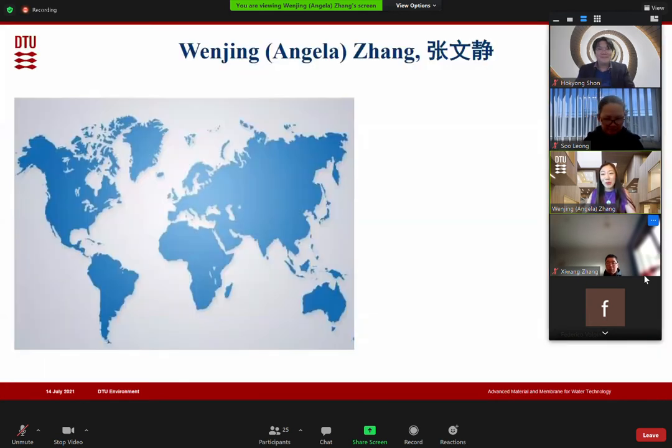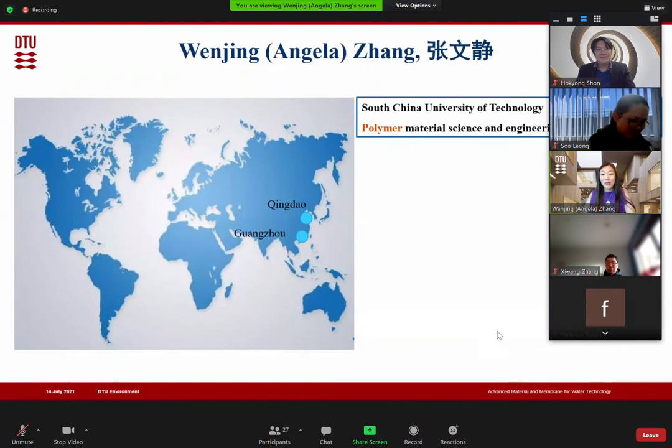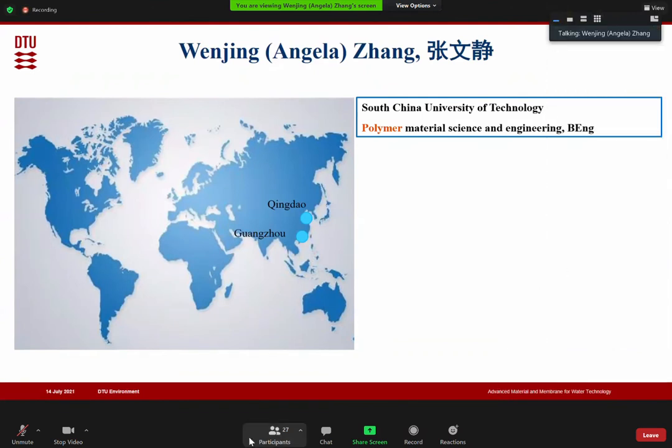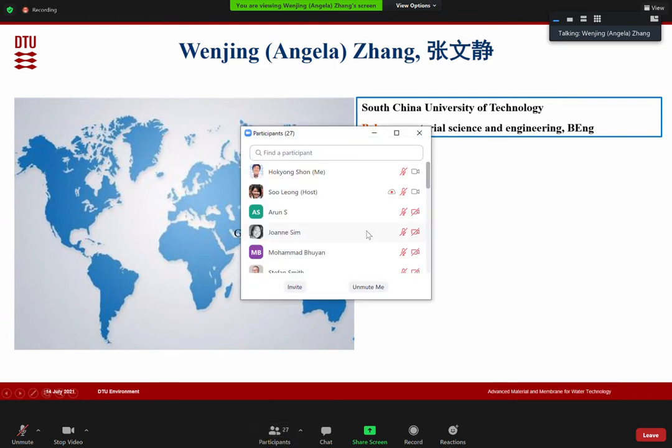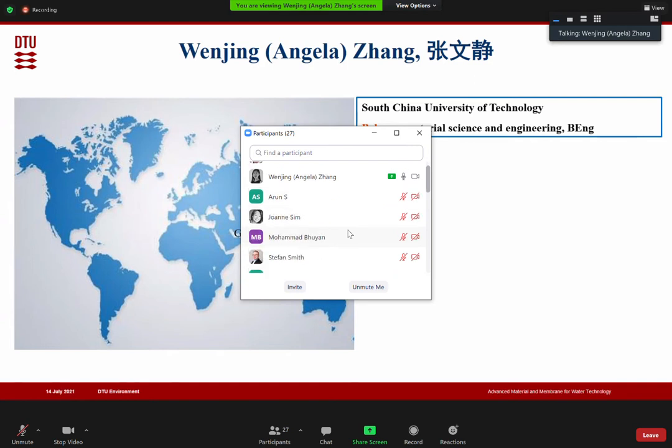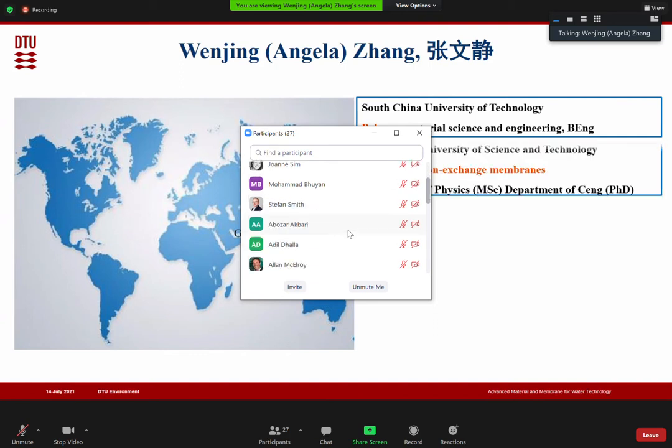So first, a little bit about me on the side of the materials. I was born in the northern part of China, and at the age of 18, I went to the south part of China, the South China University of Technology. Originally I was trained as a polymer scientist. There I learned polymer chemistry and physics, and also some processing technologies.